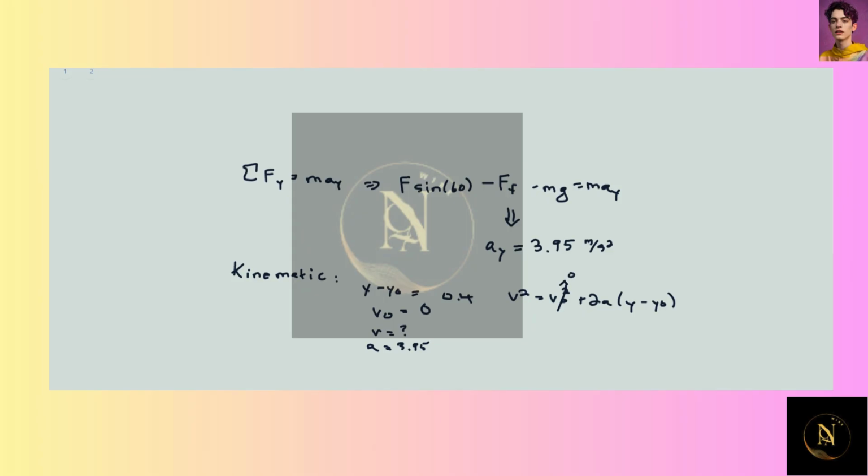Now this term goes away since v naught is 0, and you just plug in these values here into here, and then take the square root. And you get that the velocity is 1.78 meters per second. And that's the final answer to the problem.